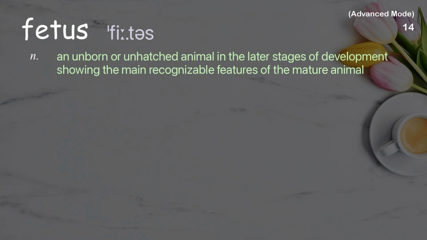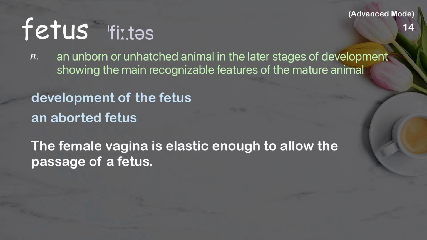Fetus. An unborn or unhatched animal in the later stages of development showing the main recognizable features of the mature animal. Examples: Development of the fetus. An aborted fetus. The female vagina is elastic enough to allow the passage of a fetus.